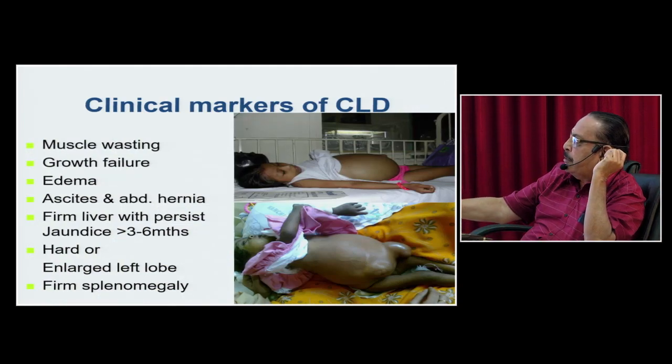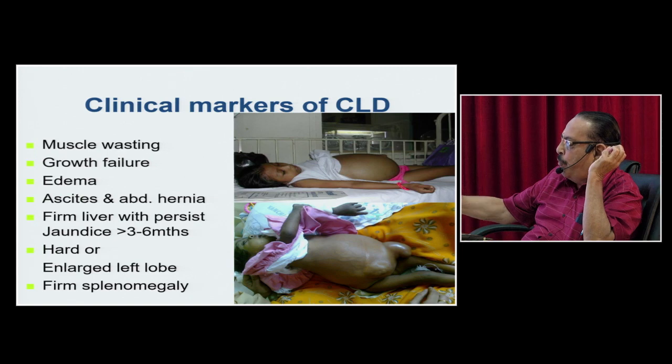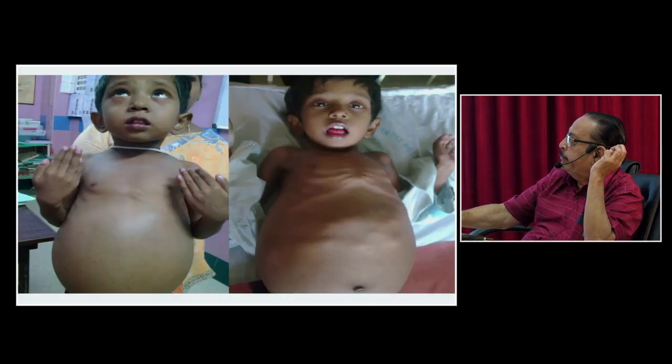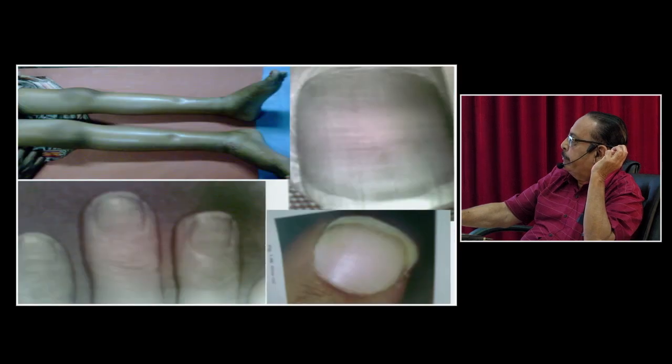In chronic liver disease, don't forget to look for muscle wasting, also called sarcopenia. Growth failure, edema, ascites, and of course jaundice of more than 3 months in children. It may last for more than 6 months also, beyond that. Enlarged left lobe of the liver forms, splenomegaly. These are some of the peripheral markers you should look for.